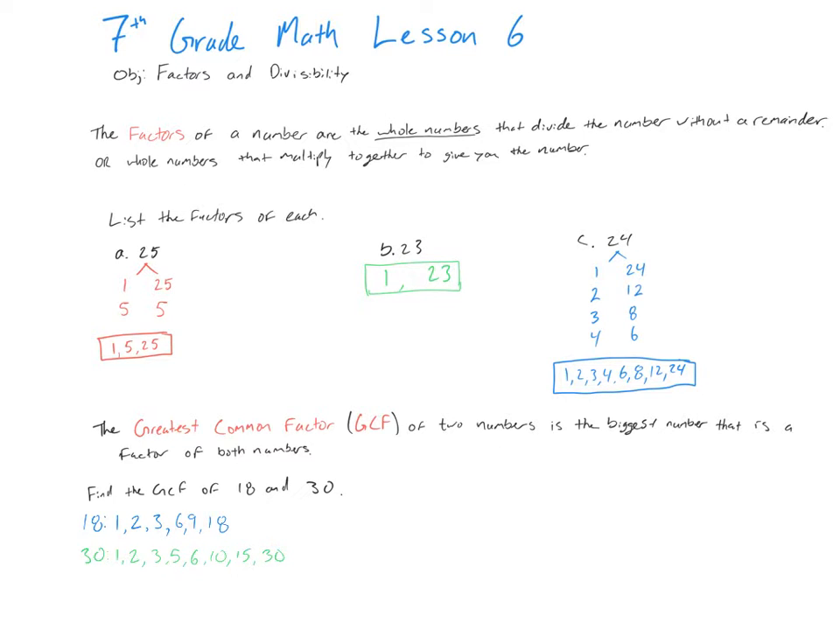Okay, so now what I'm going to do is I'm just going to go through and highlight ones that are in both. So notice they both have a 1, both have a 2, both have a 3, both have a 6, and I think that's it. So what I've done is I've highlighted all of the common ones. But it doesn't want just a common one, it wants the greatest common factor. So the greatest common factor of these two numbers is going to be 6. So the greatest common factor of 18 and 30 is 6. We'll say GCF equals 6.